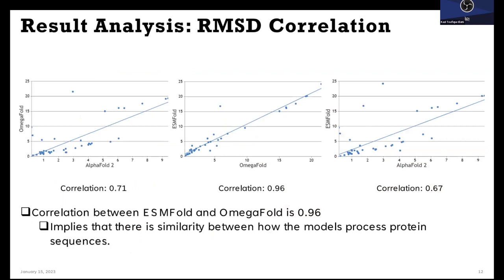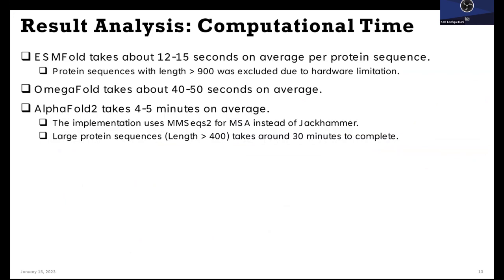Which implies that their algorithms are similar in nature. It is to be noted that ESMFold takes about 12 to 15 seconds on average per protein sequence, and protein sequence with length 900 was excluded due to our hardware limitation. OmegaFold takes about 40 to 50 seconds on average per protein sequence, and AlphaFold takes the highest time in the list, about 4 to 5 minutes on average.